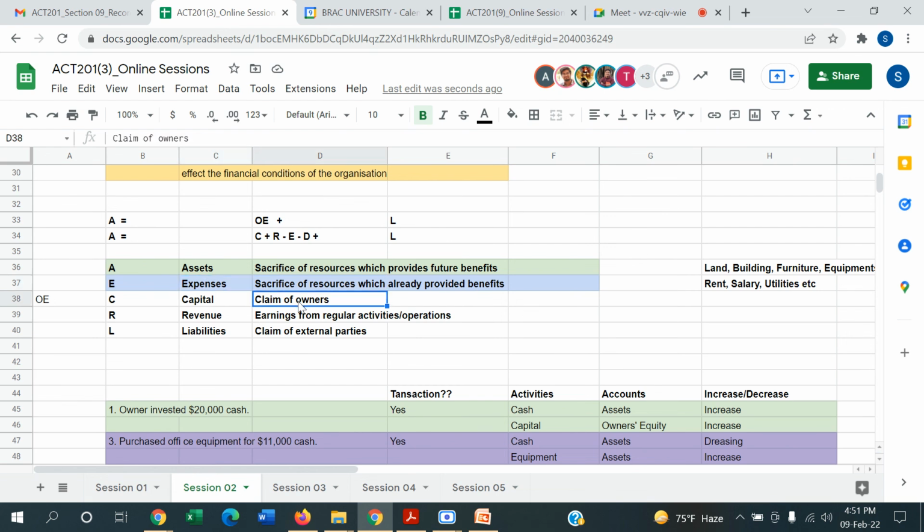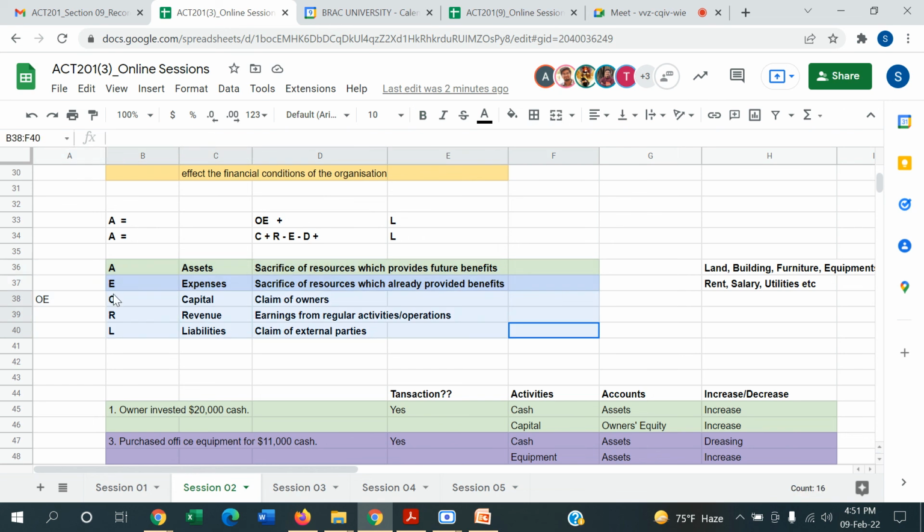Any claim of the owners will be categorized as the capital part or owner's equity part. Earnings from the regular activities or operations of an organization will be considered as revenue. And if any external party is claiming something from your organization, that will be considered as a liability.